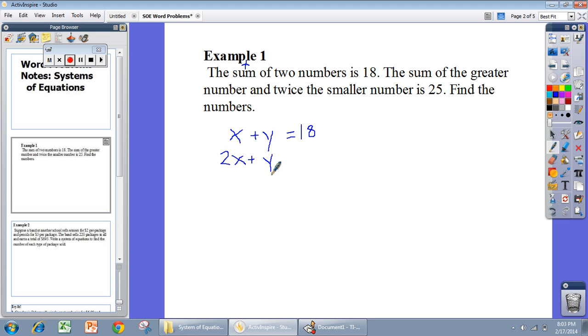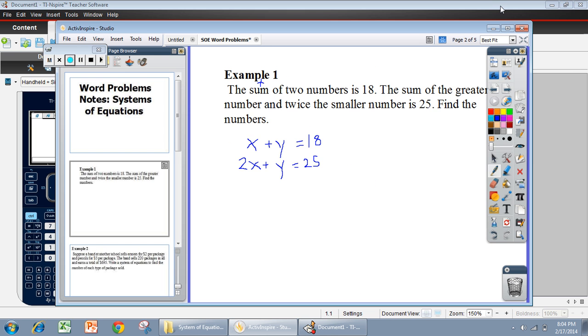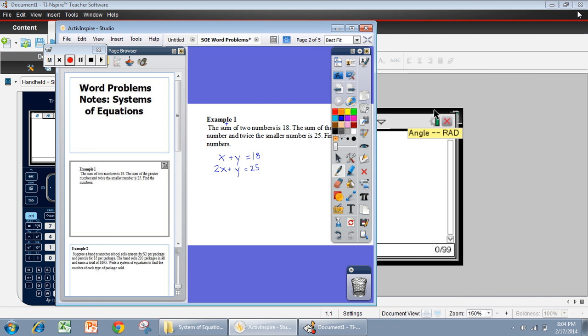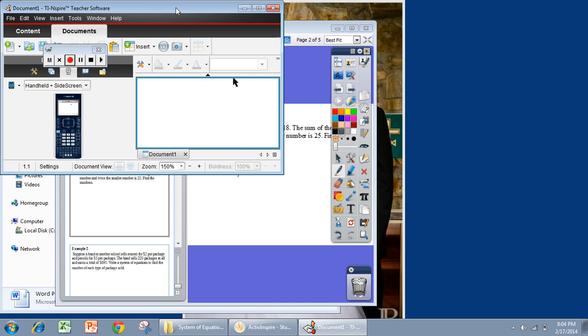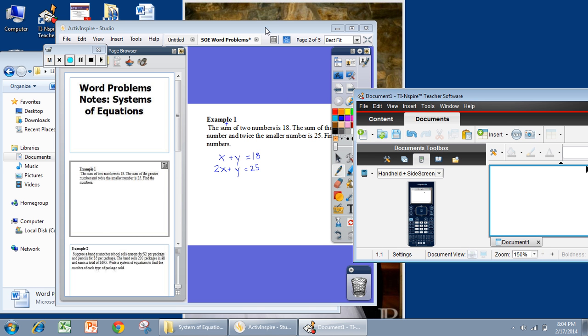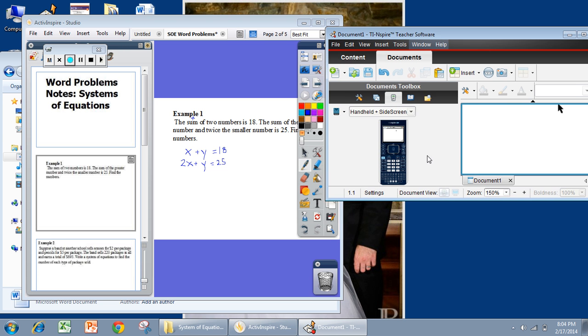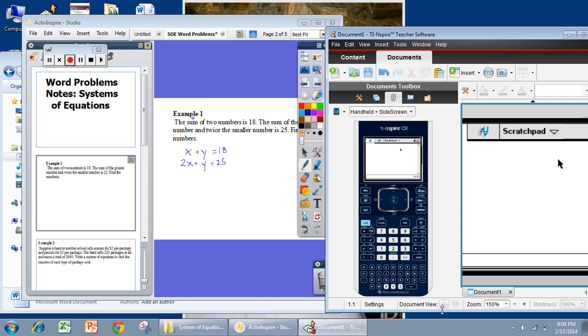All right, now that we have that, we're actually going to do these in the calculator. So make sure your calculator is on, and there's no place like home. Go ahead and hit your home button. And I'm going to just minimize this a little bit so that you can see the calculator screen at the same time. It's a little small. Let's make it a little bit bigger.